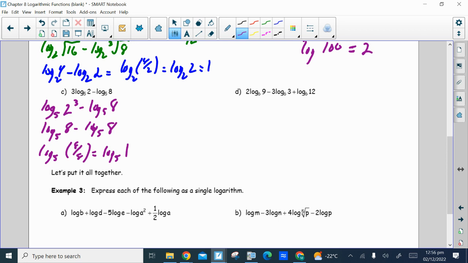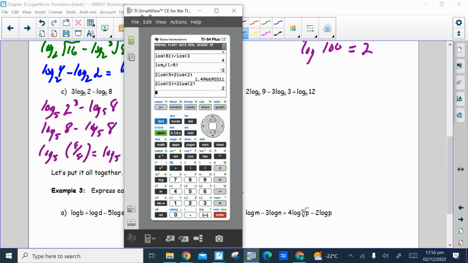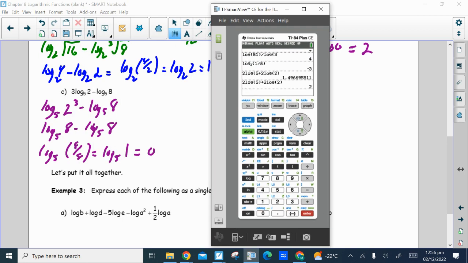So it's log base 5 of 1. This is asking 5 to what power equals 1? The answer is 0. Anything to the power of 0 equals 1. So we get an answer of 0 for that one, which again we could check on our calculator.